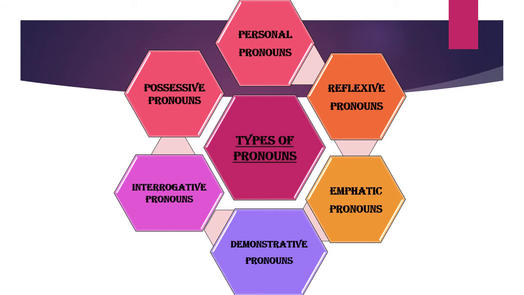Children, there are 6 types of pronouns. Number 1, personal pronouns. Number 2, reflexive pronouns. Number 3, emphatic pronouns. Number 4, demonstrative pronouns. Number 5, interrogative pronouns. And number 6, possessive pronouns.